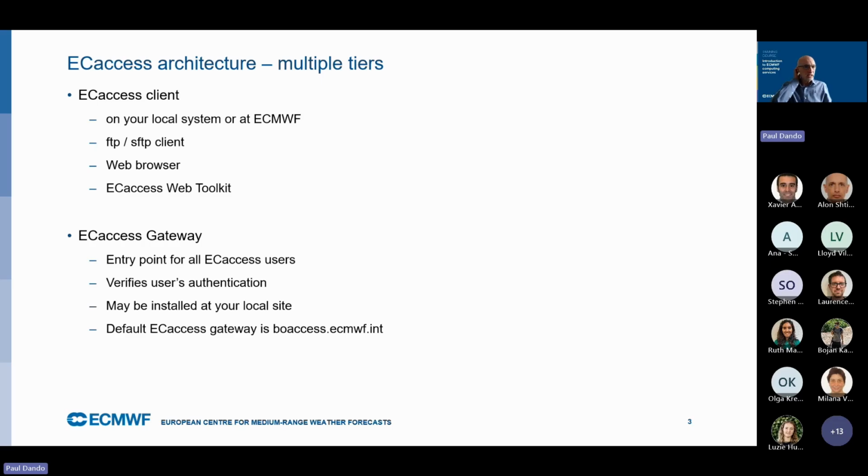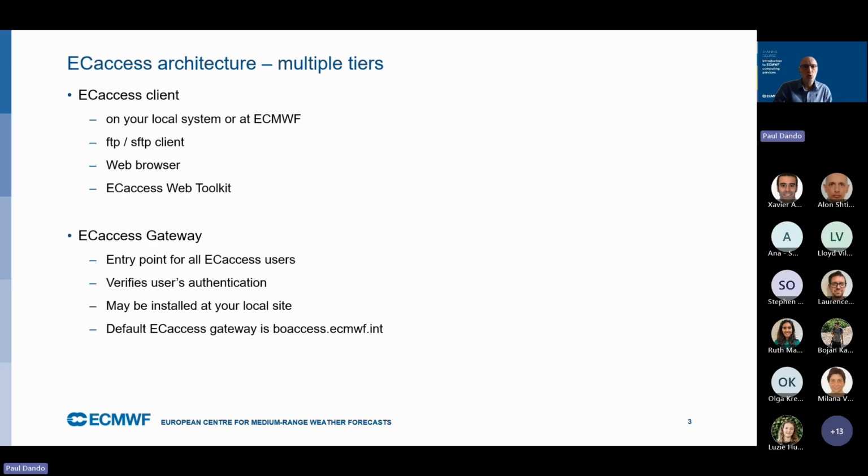Now, the ECaccess architecture has multiple tiers. The thing that you come across first, and what you use as users, is the client tools. As I said before, you use these either on your local systems or on the ECMWF HPC. You've got access using FTP or SFTP as a client. We have a web browser, and you also have the ECaccess Web Toolkit, which you can download. We make it available via our website. You can download it, install it yourselves, and use it on your local systems. We also provide it on the Atos HPC.